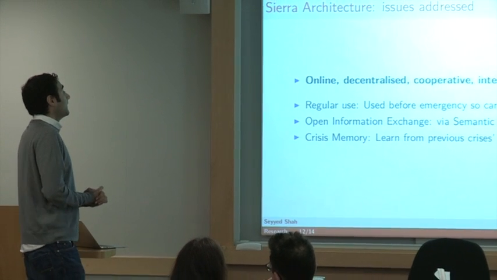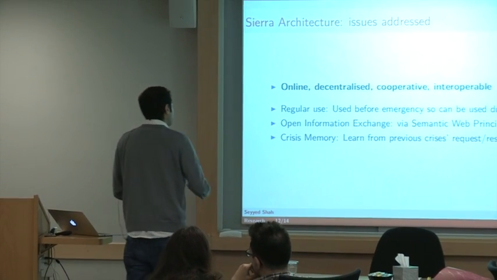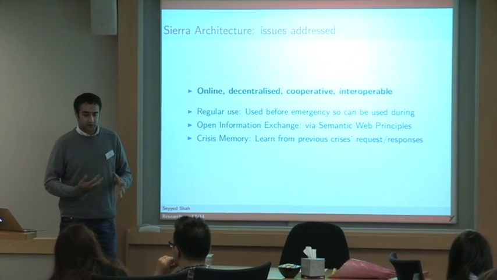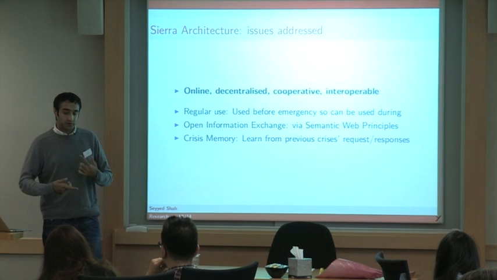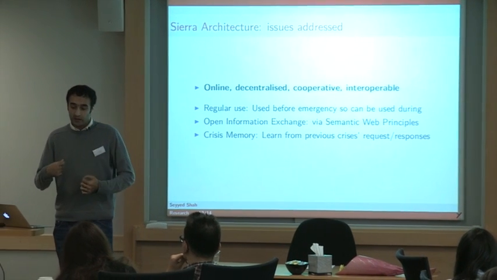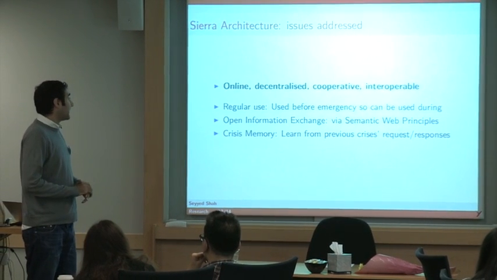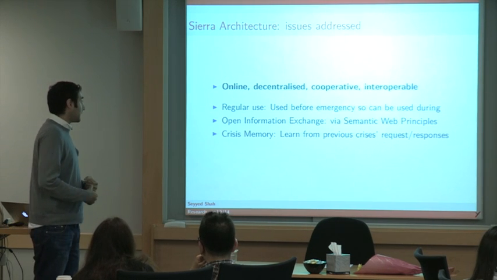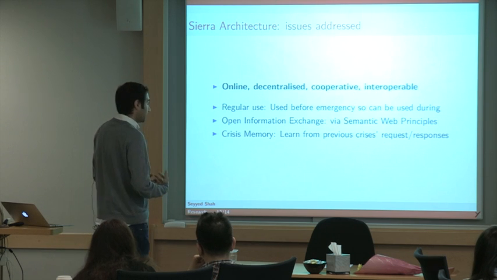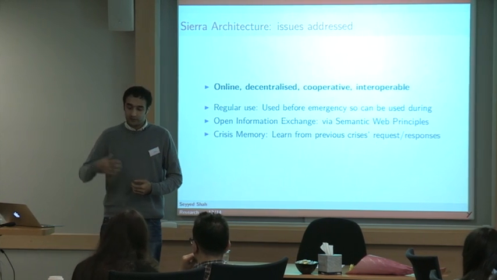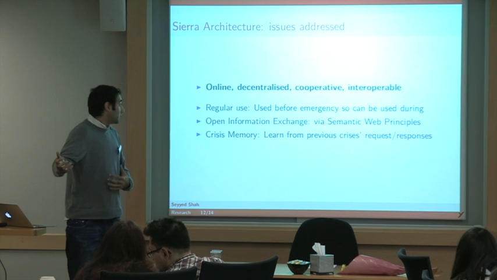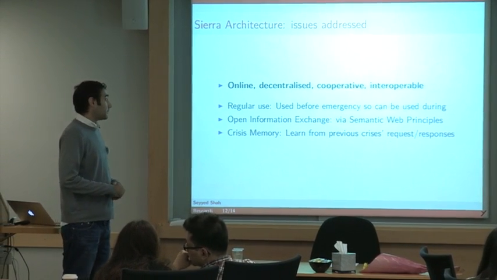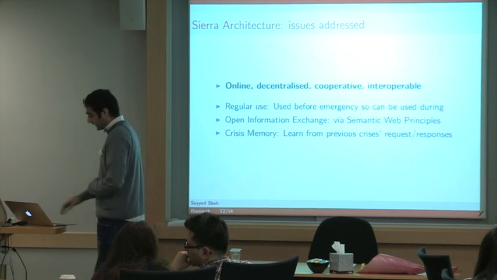architecture. And also, some of the things that we've tried to address are this kind of system should be in regular use. You track your resources, and then when it comes to a need for a request, you can make it via the system. Of course, we use linked open data, so it's an open information exchange, and you can learn from previous crises because you can see, okay, there was a fire here last year, what requests were made and what responses were given from a previous crisis.